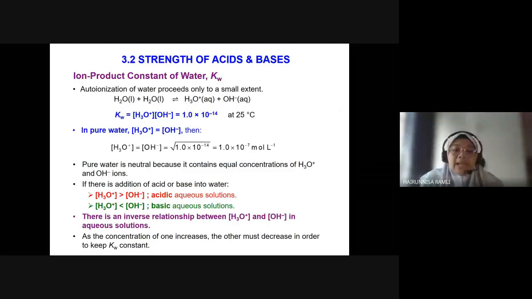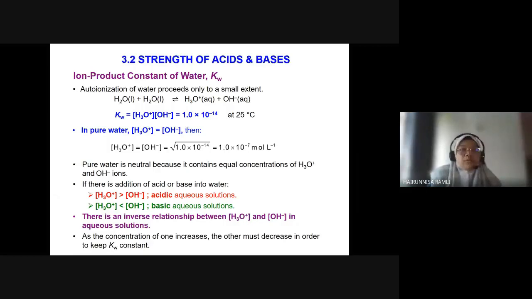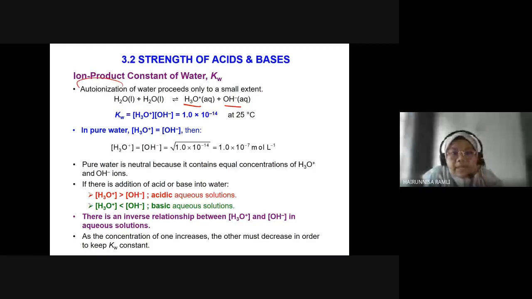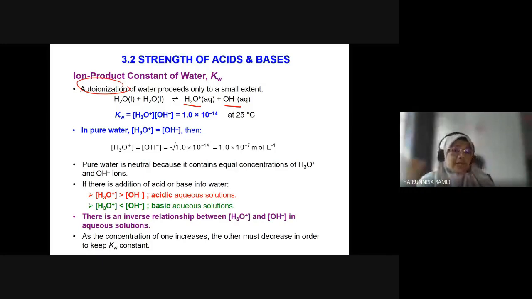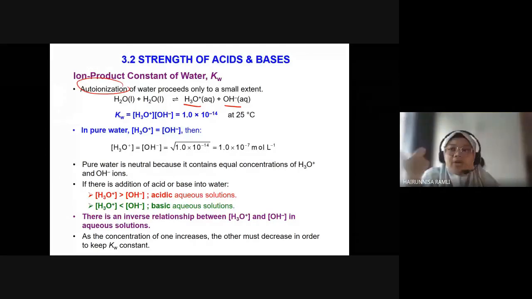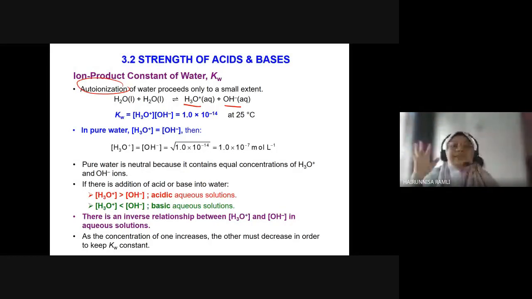This ion product constant KW comes from water dissociating to give H3O plus and OH minus. We call this auto-ionization. Remember ionization: HCl ionizes to produce H plus and Cl minus. Water also ionizes in the same way, but we call it auto-ionization, because it ionizes automatically by itself.